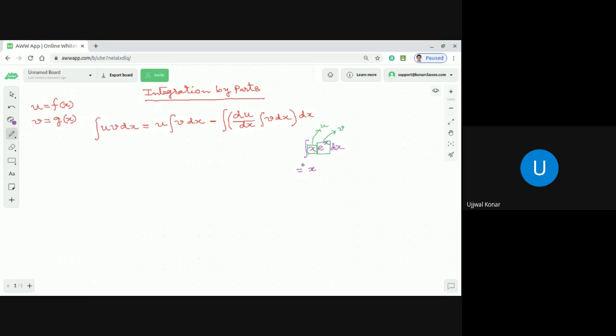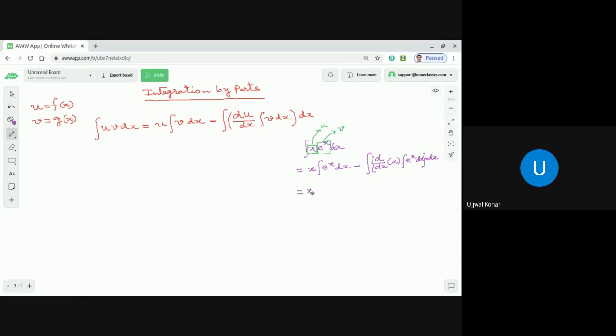Then what will happen? Integration of x into u into integration of v dx, that means integration of e power x dx, minus integration of du/dx. du/dx means d/dx of x, into integration of e power x dx. This complete thing is actually multiplied, and then dx. I hope it is clearly understood. Exact use of the formula.